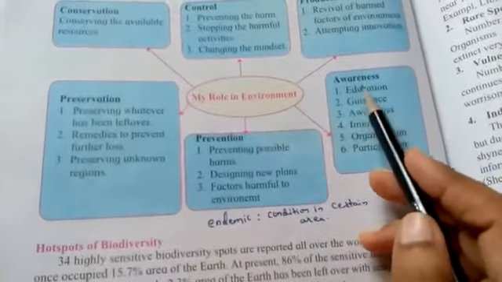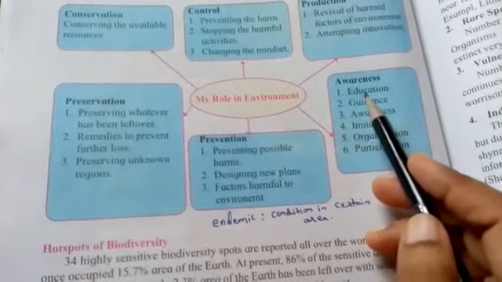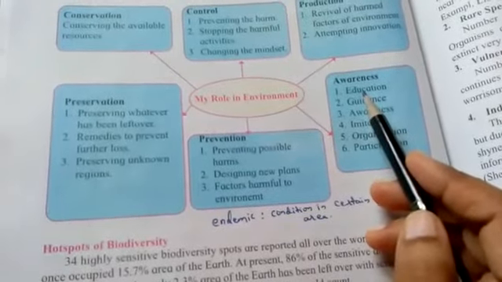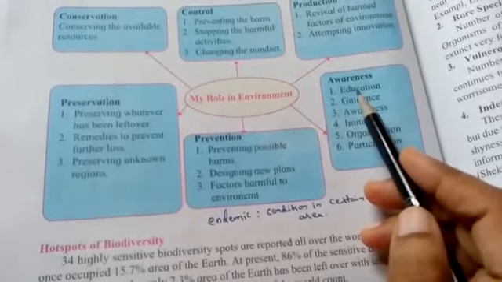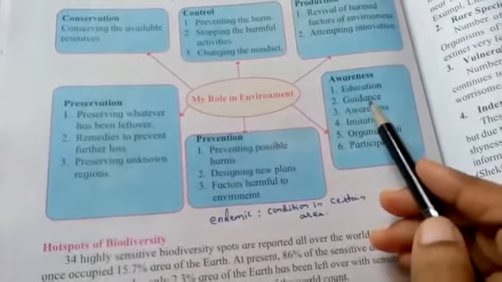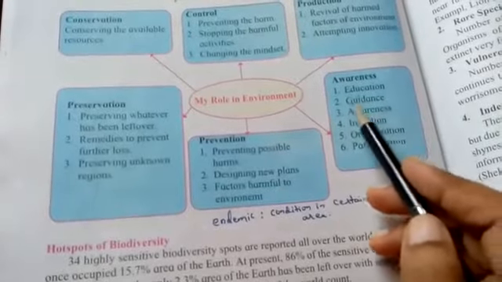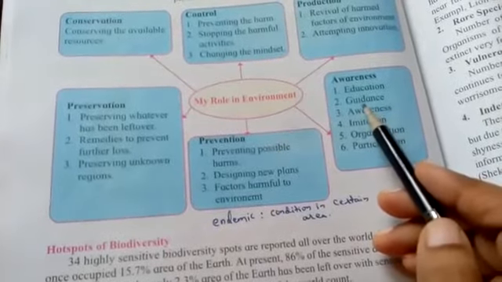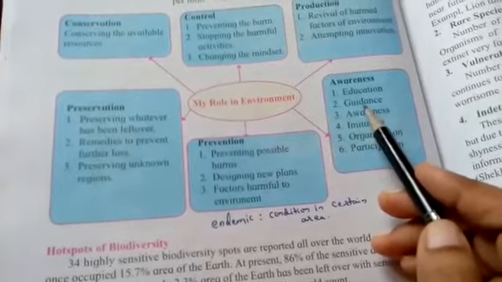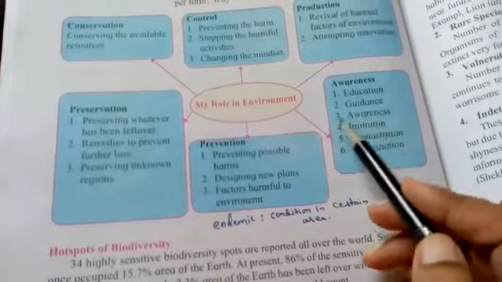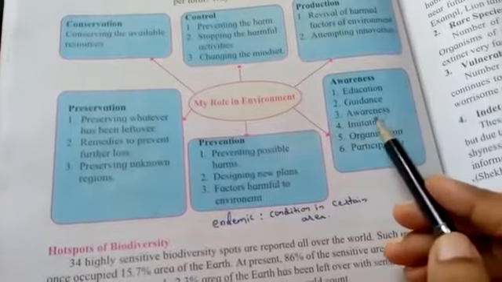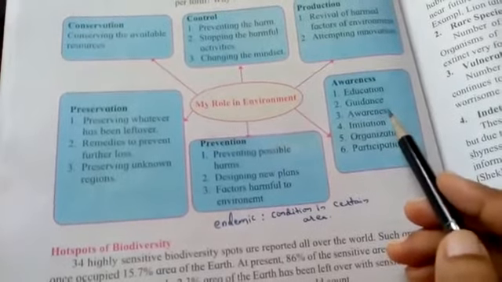Then awareness, in that comes education. We should include all these things in the syllabus of the students, so that students will be educated towards the environment. Then guidance should be given to each and every citizen, so that they take part in protecting the environment. Then awareness, we have to create awareness about what is environment, what are its factors and how to protect it.